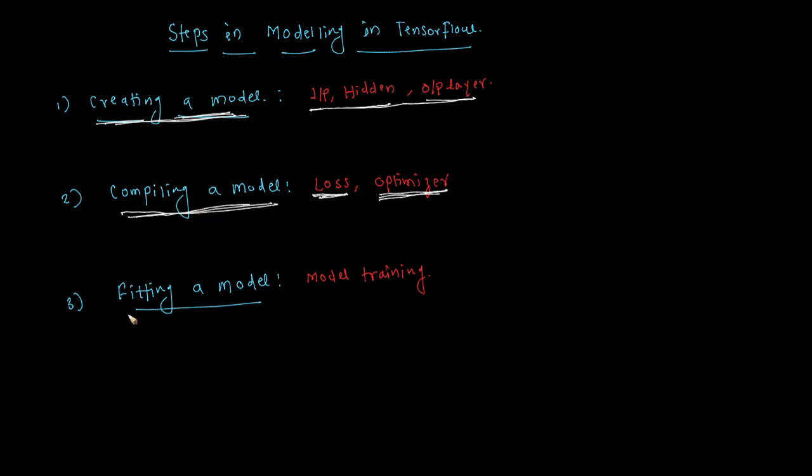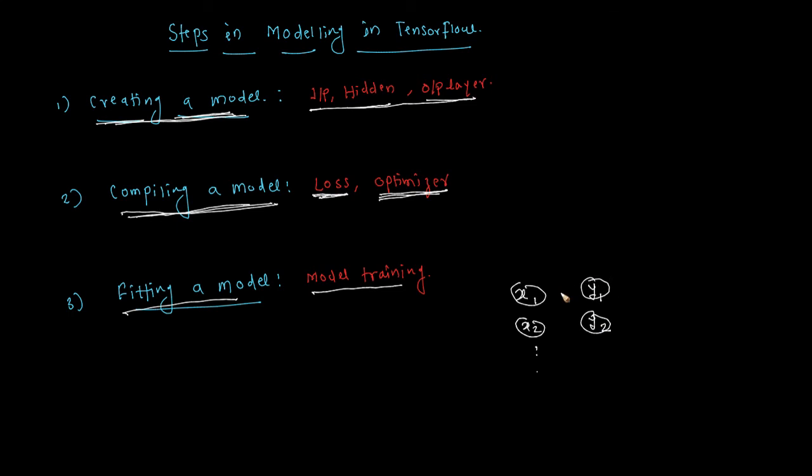And the third step is called fitting a model. This is where we do the actual model training, right? Training a model means that we tell the model if we get the input x1, the output is y1 for that input. We also give input x2, the output is y2 for that input. So we are telling the model if this is the input, this is the output, right? That is called training a model.